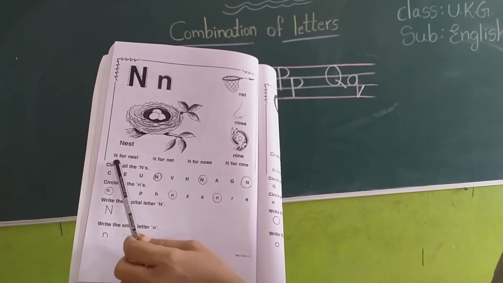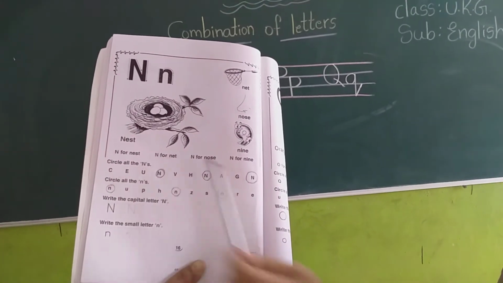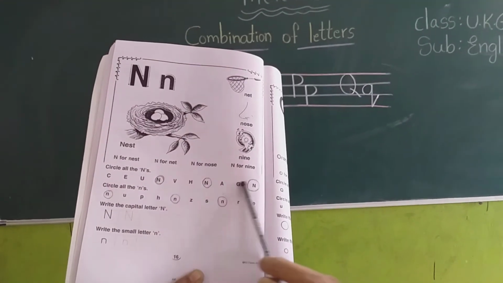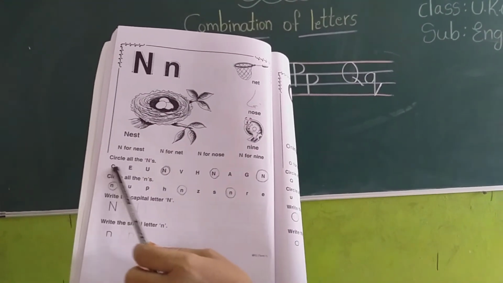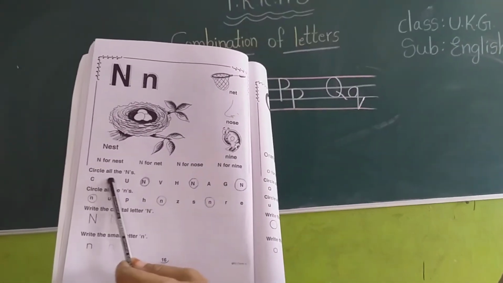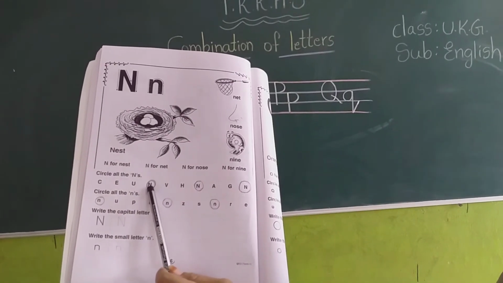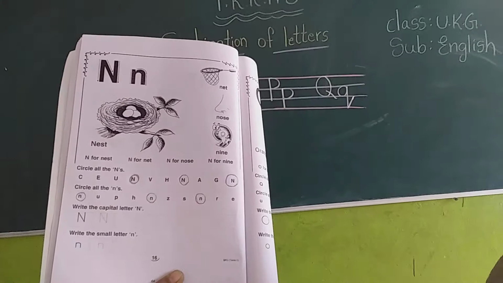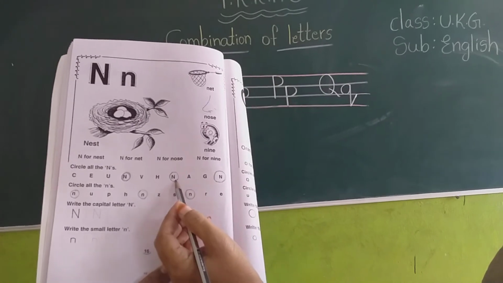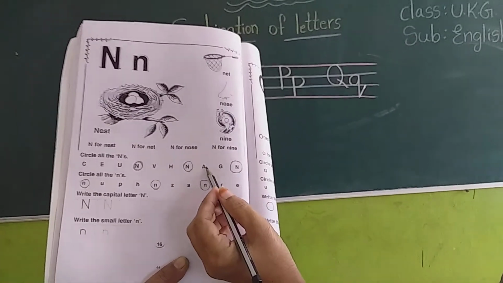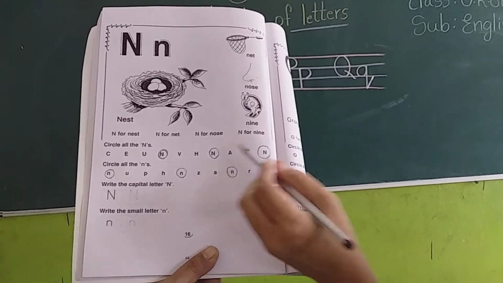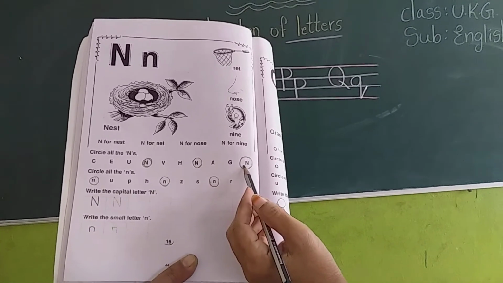Okay, Nana. Now next, circle all the capital N's. What you have to do? You have to circle the capital letter N here in this line. Observe the letters. Which one is the capital N? C, E, U. This is capital N. So you have to circle N. Again, V, H, capital N. So you have to circle capital N. A, G, N, capital N. Like this, you have to find out the capital letter N and circle it.